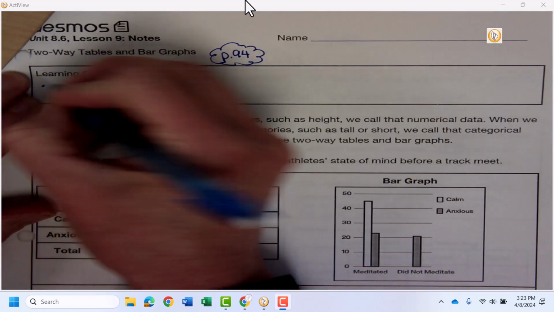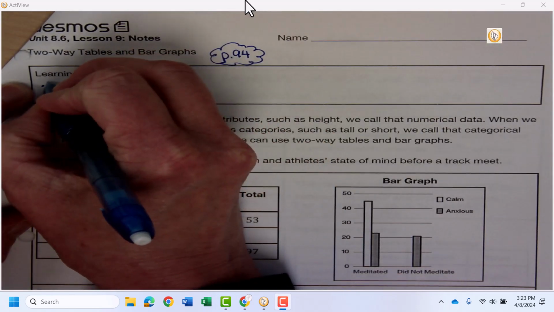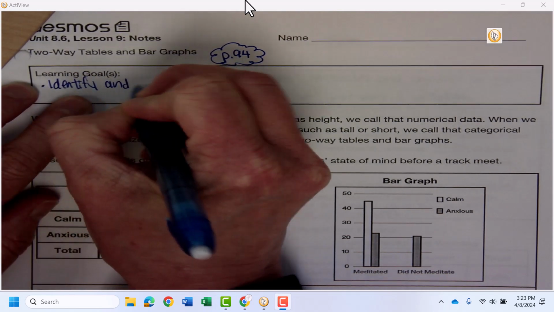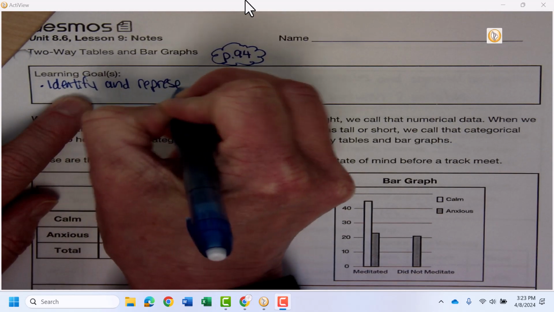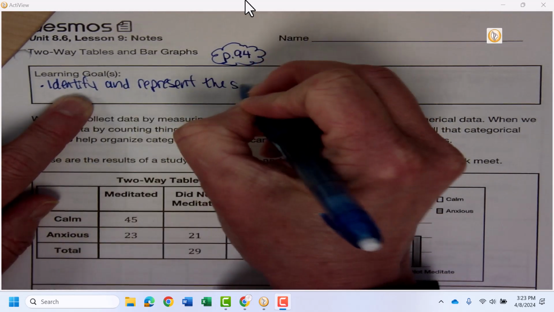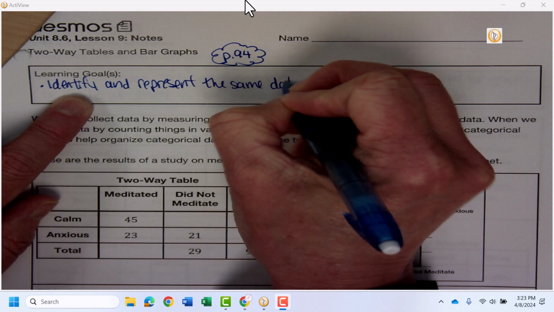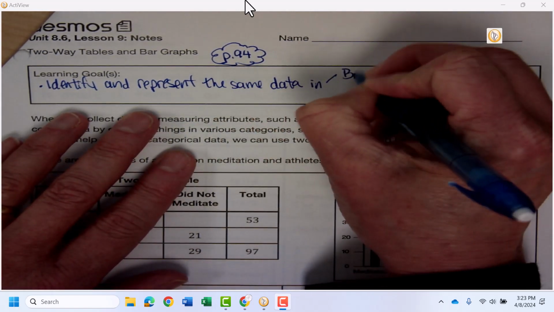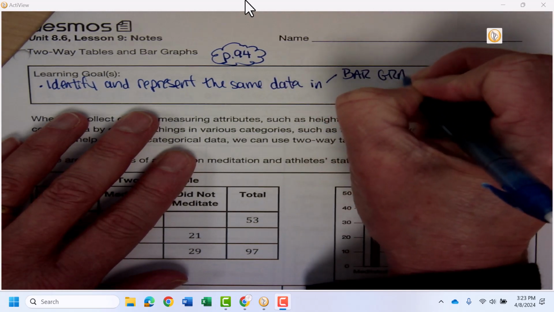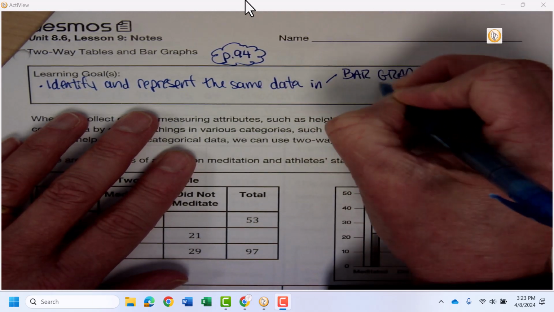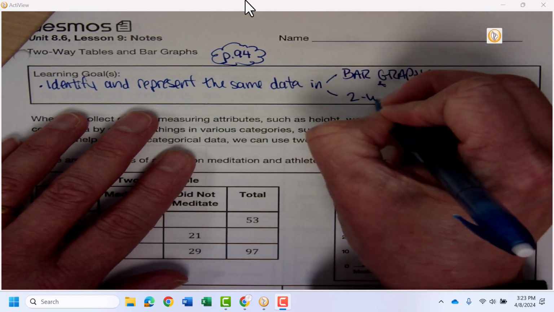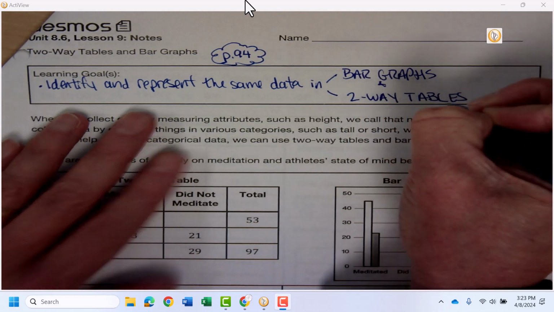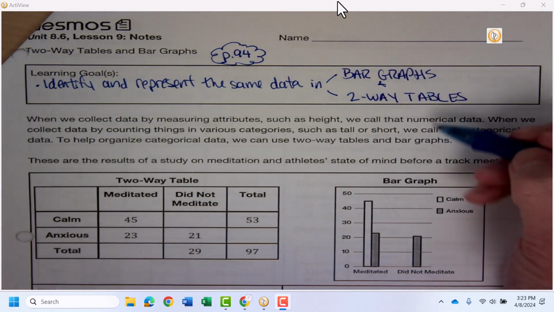Our learning target is to identify and represent the same data in bar graphs and in two-way tables. So these are just two more ways to display the data that people collect.